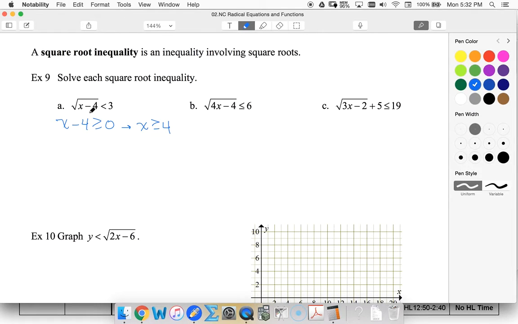Now if I'm looking at this, if it's something that I can't just look at and know the answer to, I can square both sides. But I can also think that if the square root of this quantity has to be less than 3, that means this quantity has to be less than 9. Yeah? I would get the same thing if I squared both sides though. So x minus 4 has to be less than 9. That means x has to be less than 13.